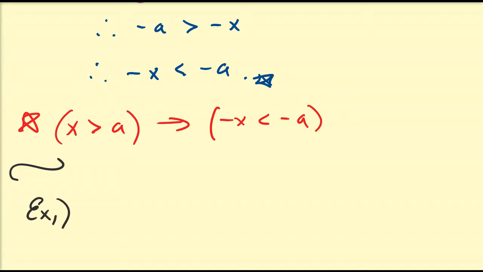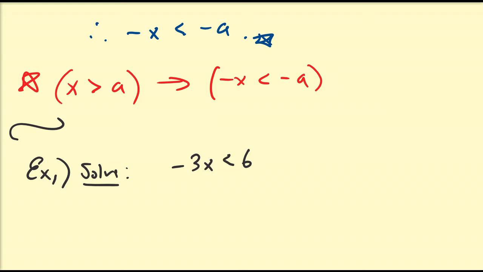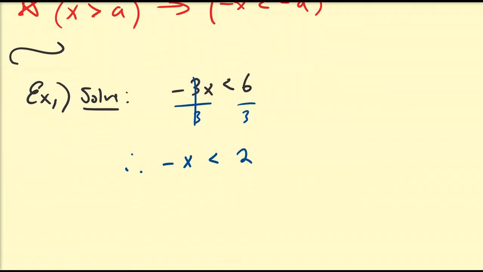So let's work through some examples. So let's solve the inequality negative 3x is less than 6. So the first thing I can do is I can divide both sides by 3. So the 3's will cancel. So I have negative x must be less than 2. So if negative x is less than 2, I can multiply both sides by negative 1. So if negative x is less than 2, by the theorem that I just proved above, x must be greater than negative 2. So any number bigger than negative 2 will satisfy.